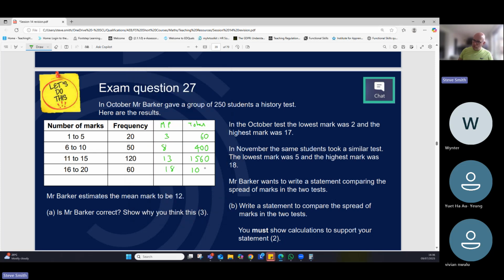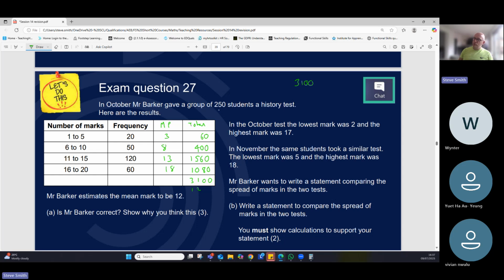Okay, so now we've got a total for each row. So we're going to add all our totals up. So 0, 0, 0, 0 is 0. 6 add 0 add 6 is 12. Add another 0 is 20. 4 add 5 is 9. Add another 2 is 11. 1 add 1 add 1 is 3. So we had a total of marks of 3,100.